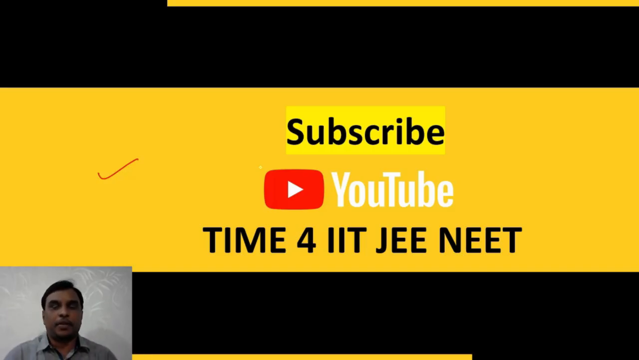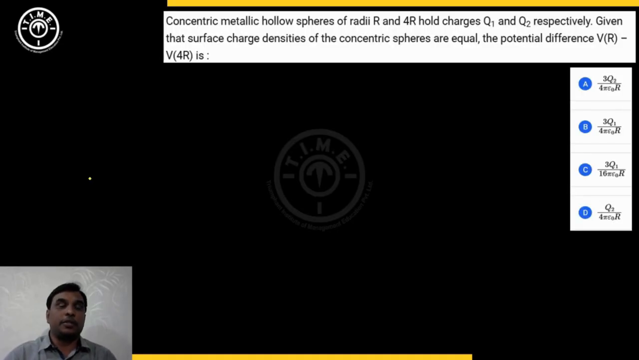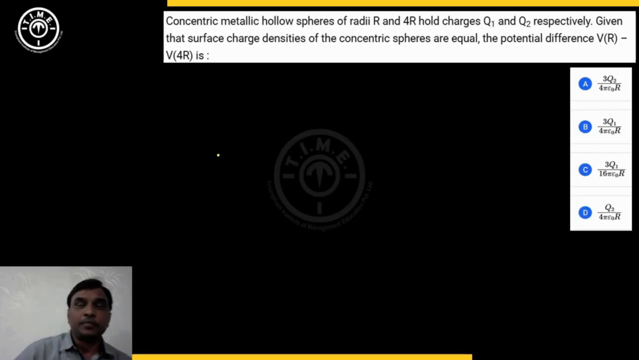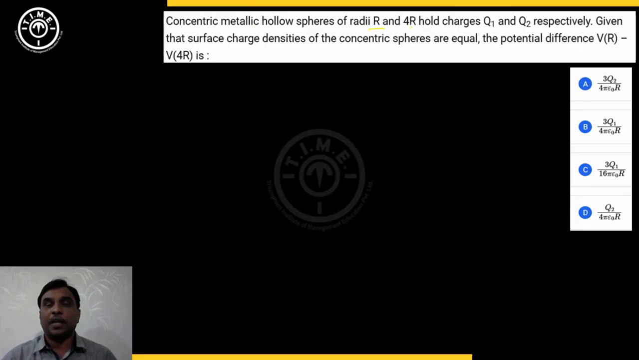Right now, it is time to solve a few questions. These are questions asked in previous JEE Mains and NEET exams. First question: concentric metallic hollow spheres of radius r and 4r hold charges q1 and q2 respectively.